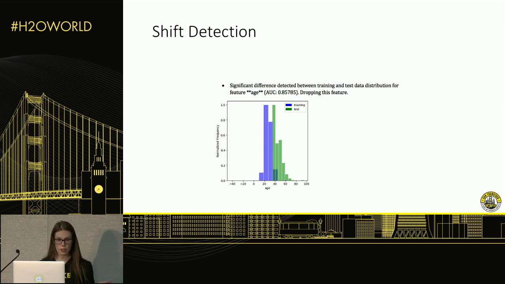If there is a shift detection found, you're going to see this particular graph and some details. So for this use case, there's a significant difference between training and test data distribution for the feature age. And I can see in blue it's training and green it's testing. So there is some difference. There's overlap, but it's definitely different. And Driverless is going to alert me about this because it may indicate that I shouldn't use age as a feature, because age is very different in my test data.